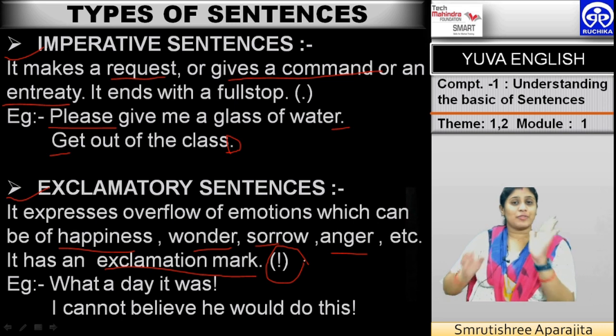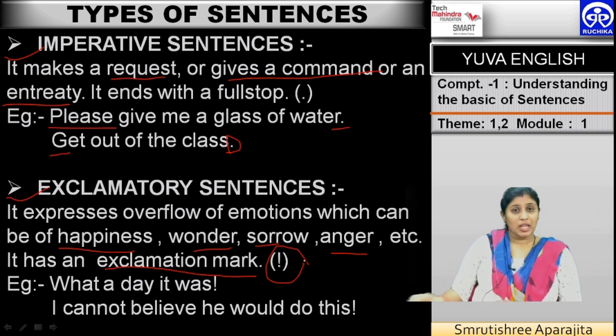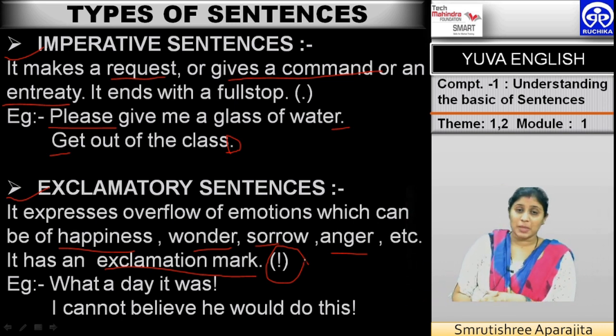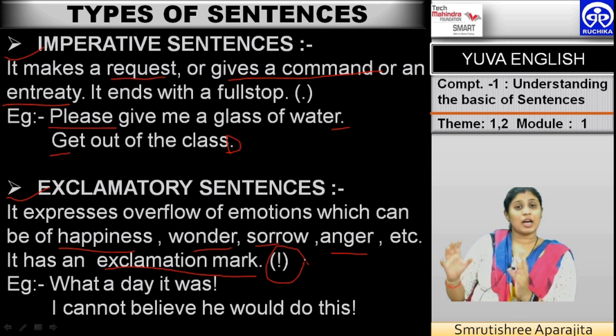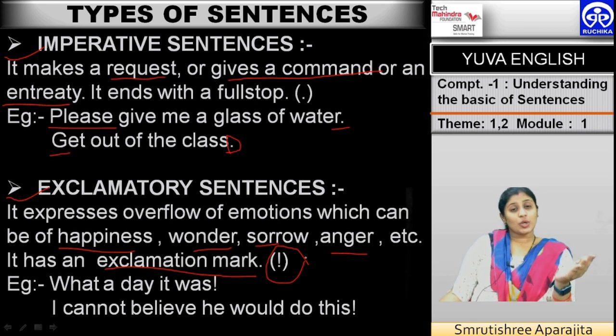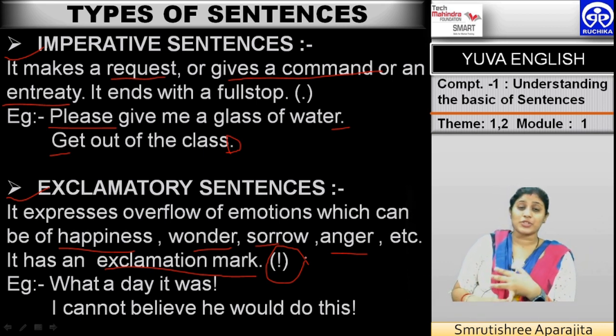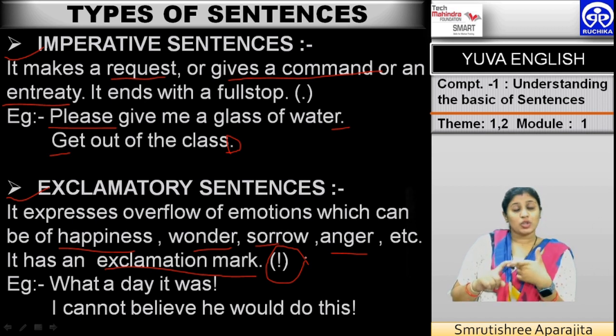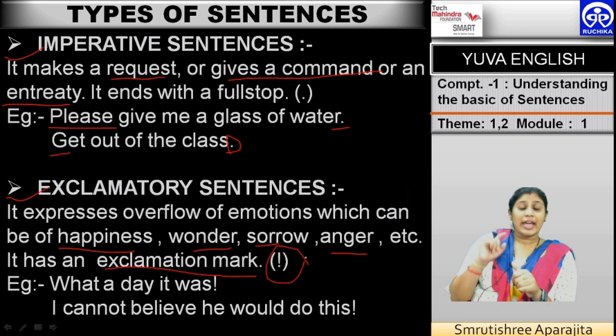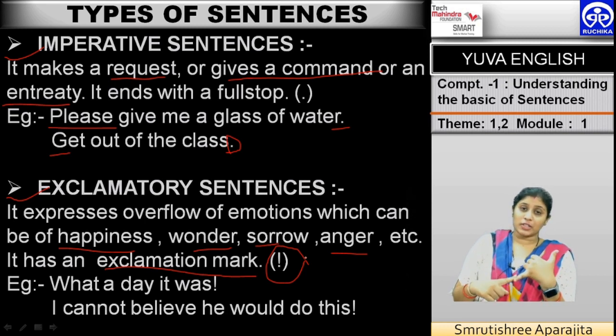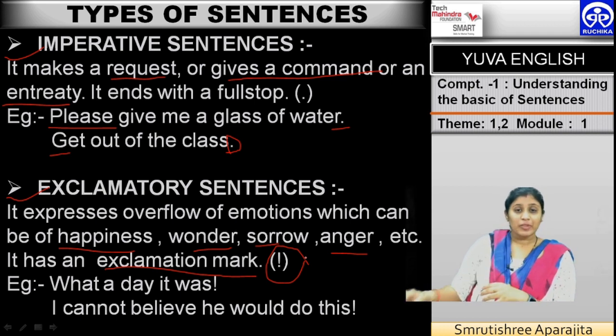Now let's have a review of the things we have learned. What does a sentence mean? A sentence is a group of words arranged in a proper structure to give you a complete sense or a complete meaning. It has different parts like your subject, your verb, your object and your predicate. So what is the structure of a sentence? It is subject plus verb plus object. That is the structure of a sentence.